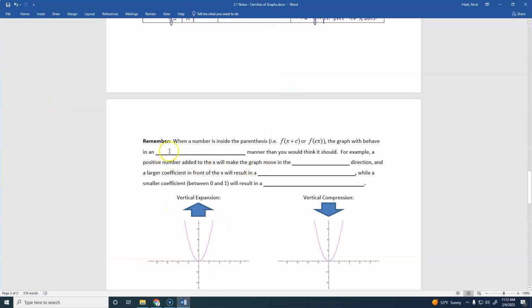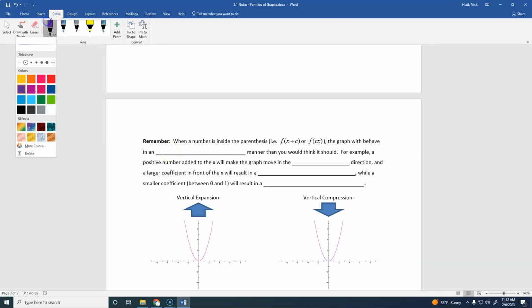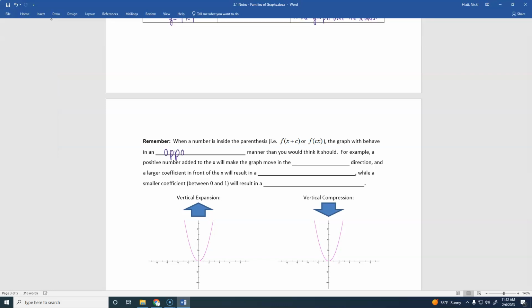All right, this is just a reminder, and kind of what I was saying about the inside versus outside. When a number is inside of the parentheses, either x plus c or c times x, the graph will behave in an opposite manner than you think it should. For example, a positive number added to the x will make the graph move in the negative or left direction.